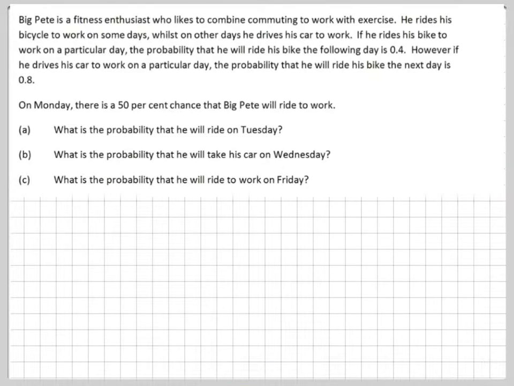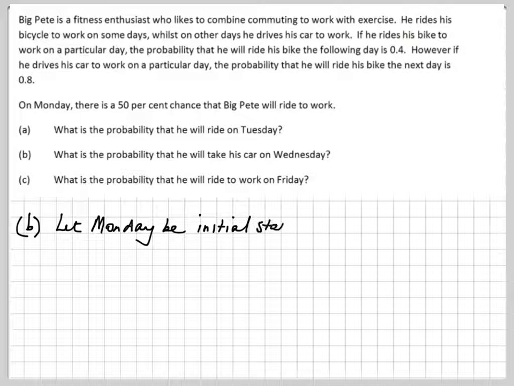Right. The plot thickens. Now we're going to go over the page on a nice clean screen, and we're going to work out part B using the matrix method. The probability that he will take his car on Wednesday. So we're going to revert now to the more traditional type of terminology. The initial state matrix is usually given a subscript 0, like a ground 0, so that it's easier to see how many transitions you've got, because then the subscript of whatever you want will be the same as the number of transitions.